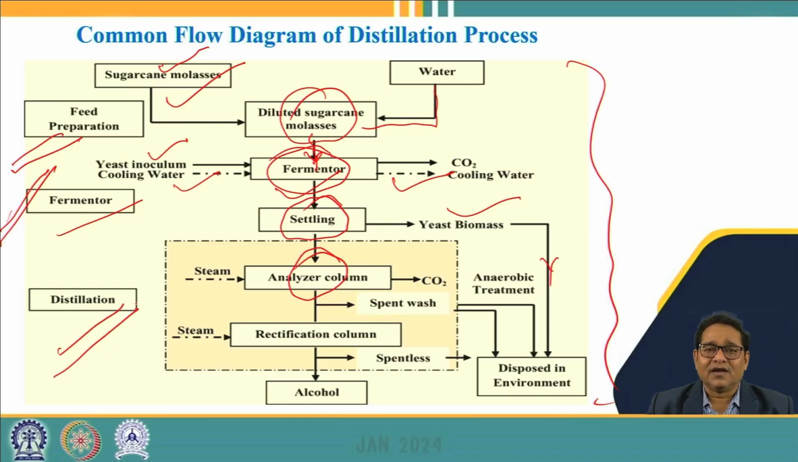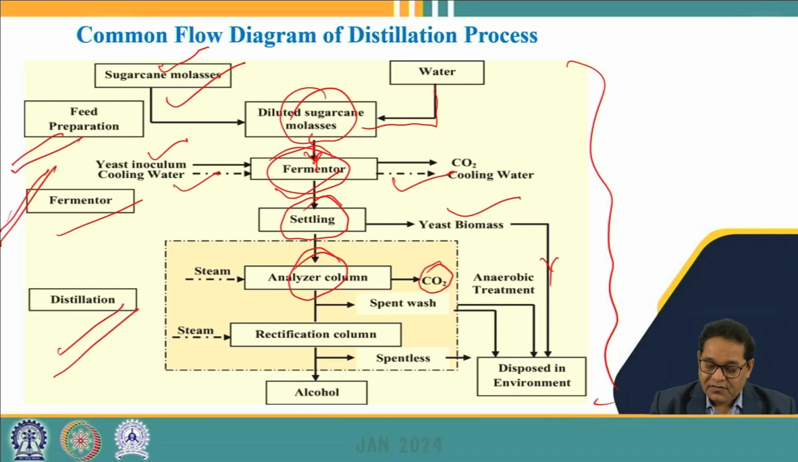So here there is an analyzer column, where whatever liquor comes contains unfermented sugar and the alcohol which has been fermented, and this is basically in the dissolved phase. What happens in this analyzer column is we heat it so that its temperature is increased, and the alcohol that is in the dissolved phase gets converted into vapor phase. And whatever sugar content was not fermented will get fermented and will produce CO2 from here also.